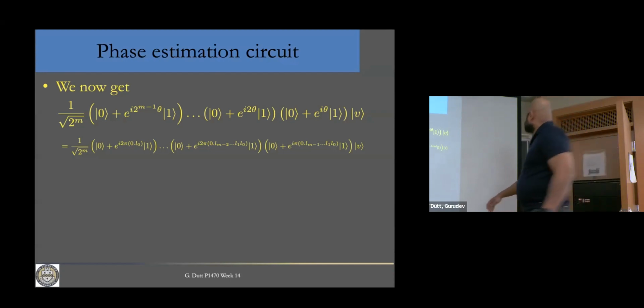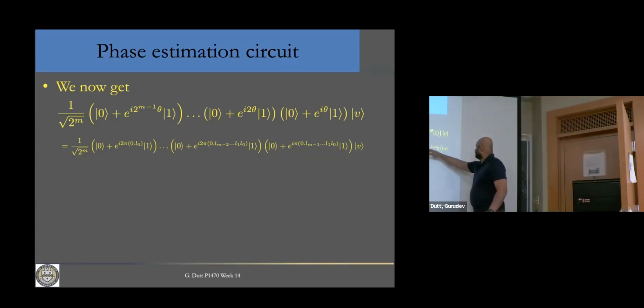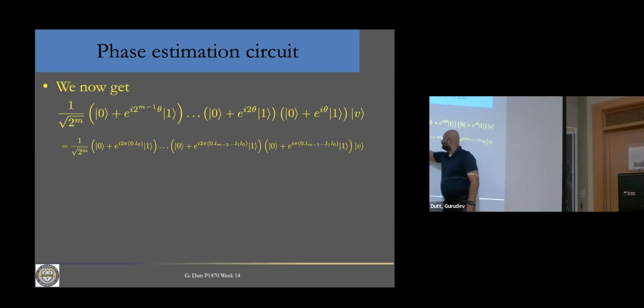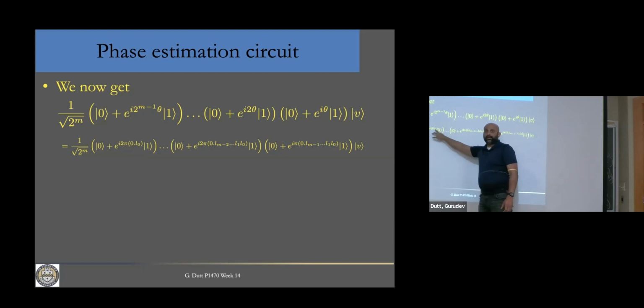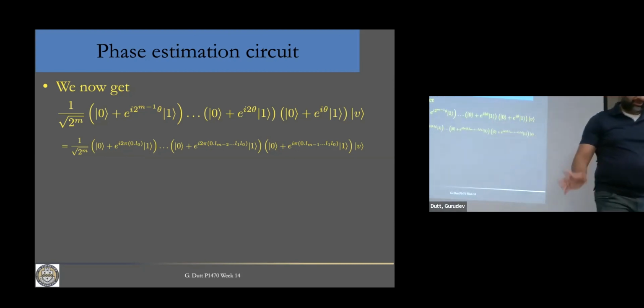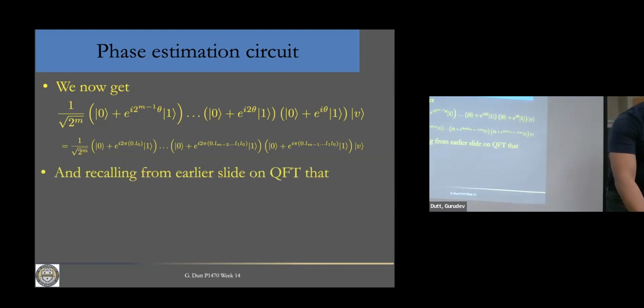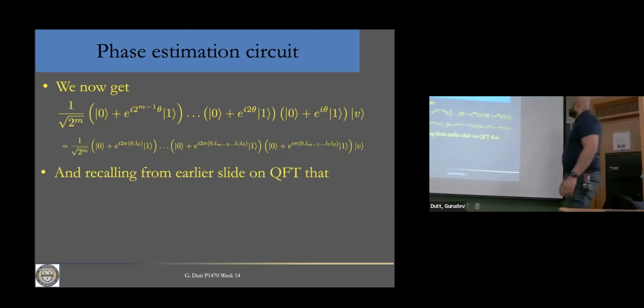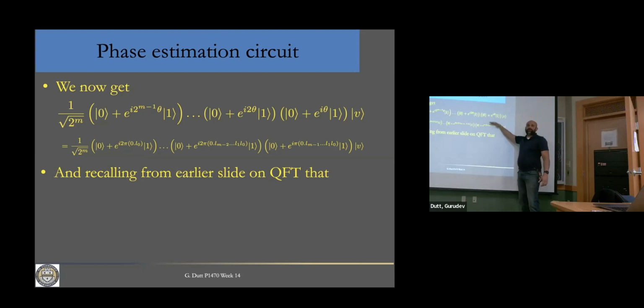This way, which is exactly what I wrote here. 0.L_{m-1} up to L1 L0. Then the next one starts at L_{m-2}. The next one will start at L_{m-3}, and so on up to 0.L0, which is the last bit in the string. And so if I look at this, this is what will happen after all the controlled U gates are done. So that is our state after all the controlled U gates.